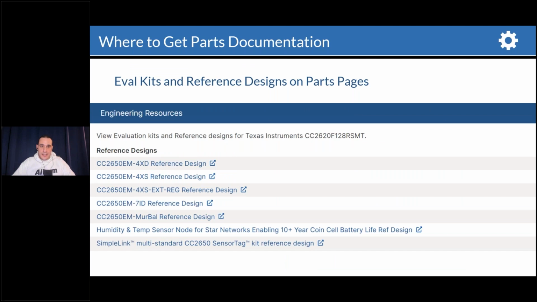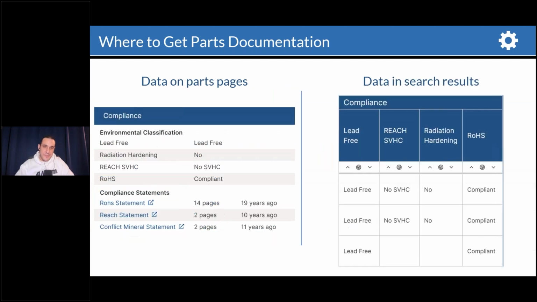Data sheets can also be accessed on the parts pages. And when you look on parts pages, you will see some other important pieces of information, such as reference designs. So if there are reference designs available for different components, you can see that directly on a parts page, and then you can click over to the manufacturer website to get downloads for all of those reference designs, as well as eval products and things like that.